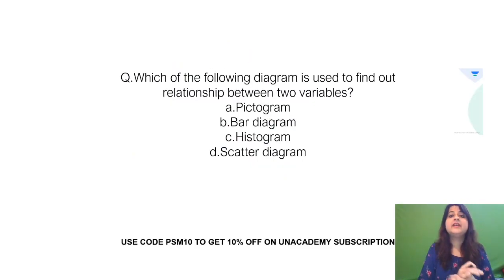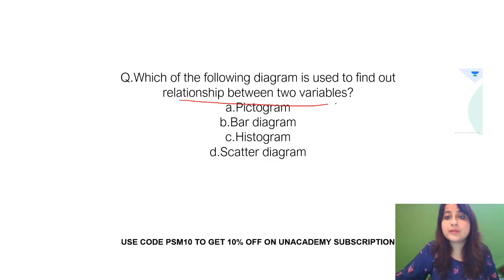So let us start. The first question here is, which of the following diagrams is used to find out the relationship between two variables? Is it a pictogram? Is it a bar diagram? Is it a histogram? Or is it a scatter diagram? Now here we are asking about relationship.